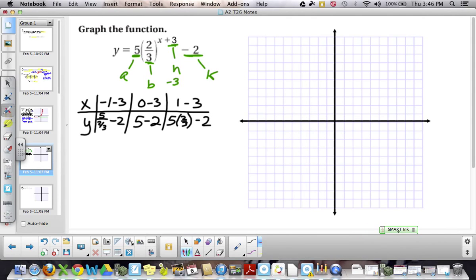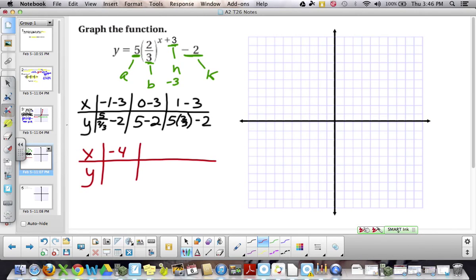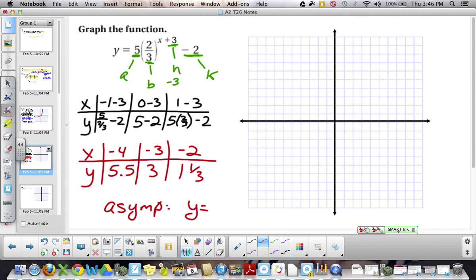So simplifying those, our x-coordinates are -4, -3, and -2. And our y-coordinates, if we do 5 divided by 2/3, that's 5 times 3/2. So that's 7.5, minus 2 is 5.5. 5 minus 2 is 3, and 5 times 2/3 is 10/3, so 3 1/3 minus 2 is 1 1/3. And our asymptote is going to be the horizontal line y equals k, which is -2.